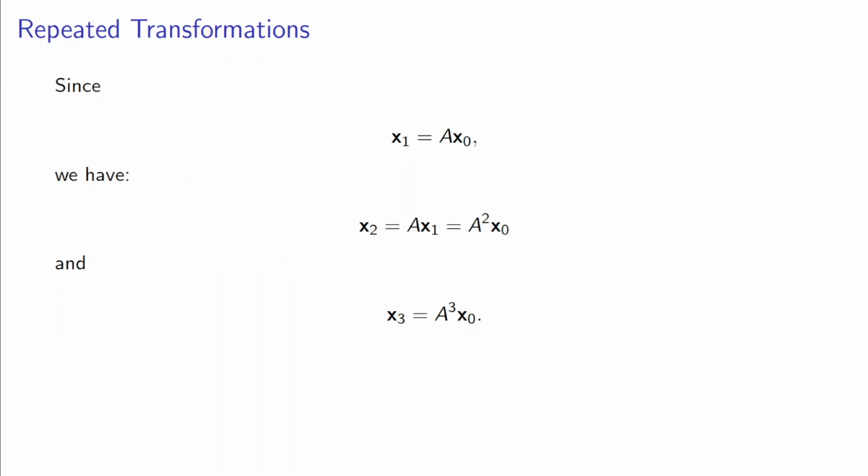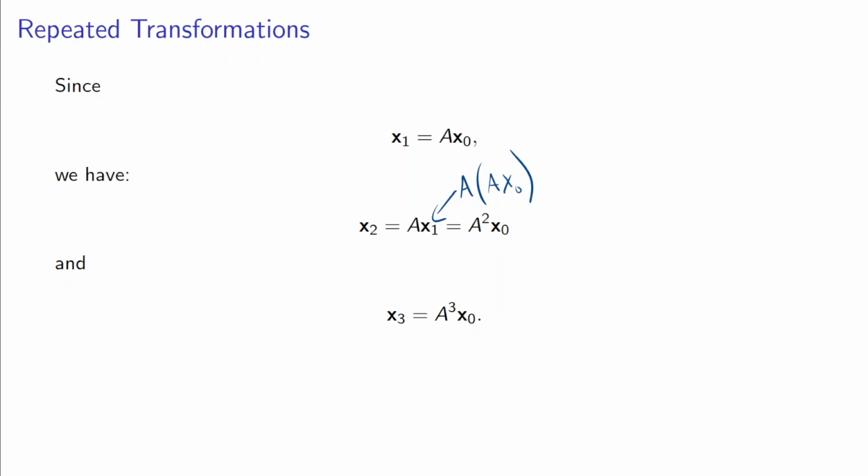One thing to point out here is that we were going from one step to the other by multiplying the previous vector by that matrix A. If we were to put that all together, x1 is A times x0, x2 is A times x1, but x1 was A times x0. So this is really A times A times x0, which is A squared times x0. And same thing for x3.